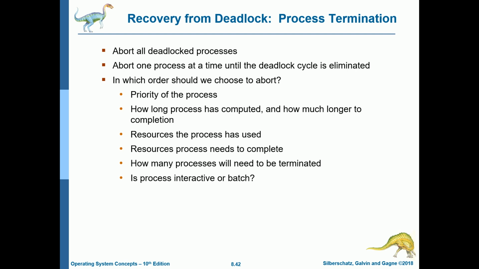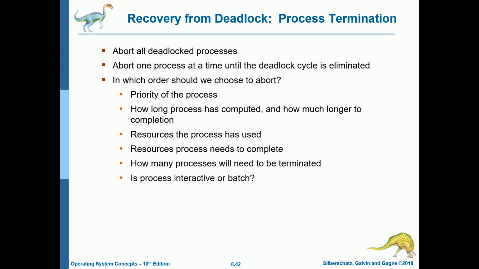Now, there are two options for breaking a deadlock. One is simply to abort one or more threads to break the circular wait. The other is to preempt some resources from one or more of the deadlocked threads. To eliminate deadlocks by aborting a process or a thread, we use one of the following methods. Now, in both of these methods, the system reclaims all resources allocated to the terminated process.